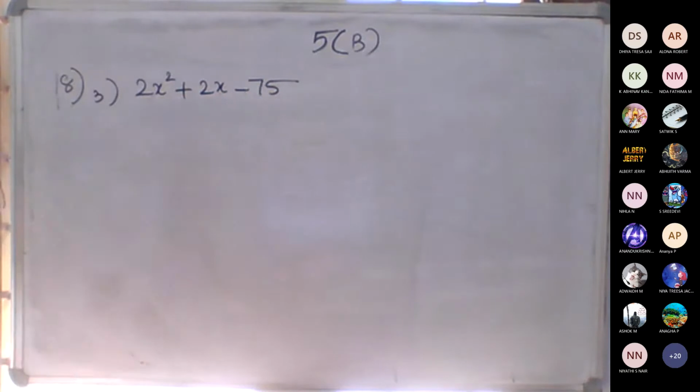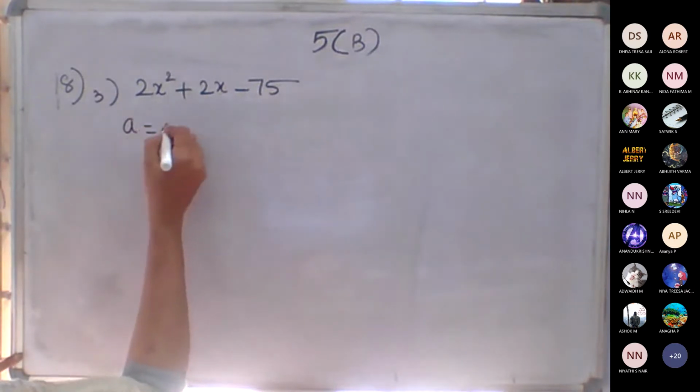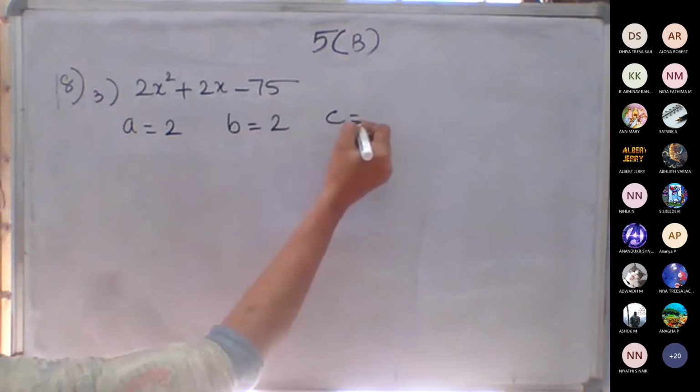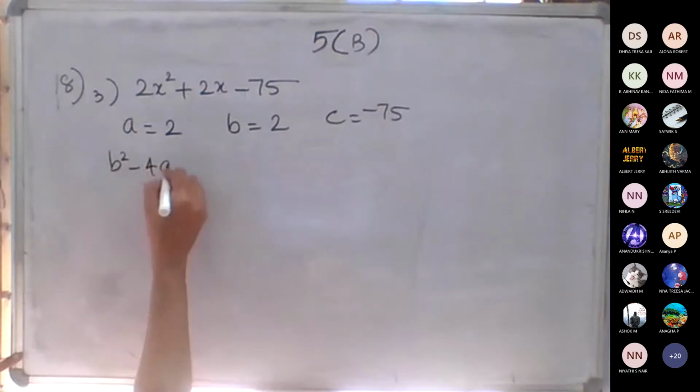So comparing 2x square plus 2x minus 75 with ax square plus bx plus c. Here a is equal to, b is equal to, c is equal to negative 75, then b square minus 4ac. All these things you have to write.